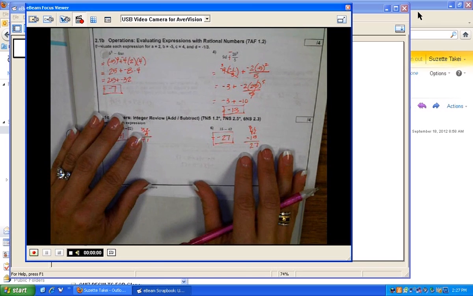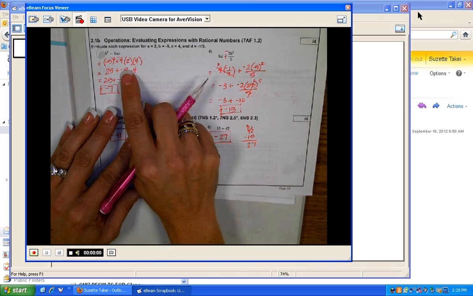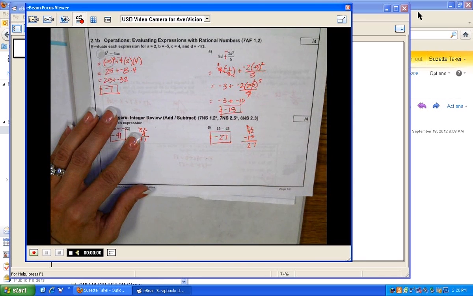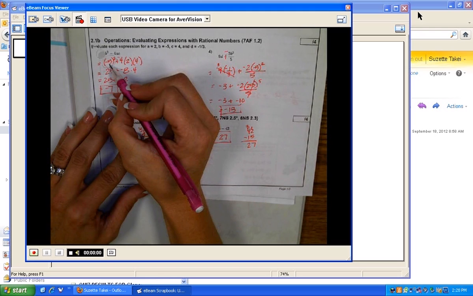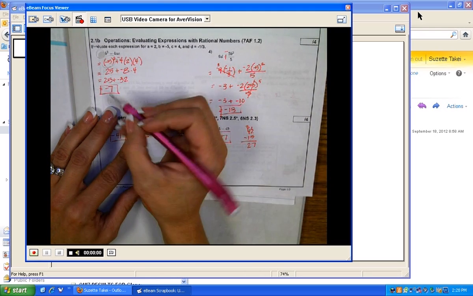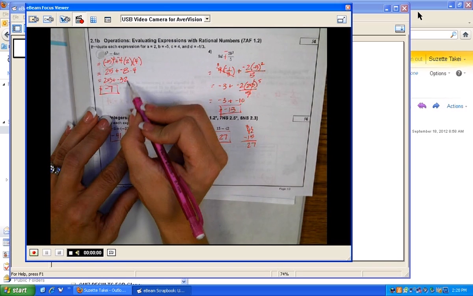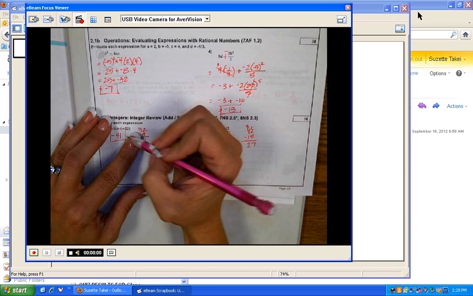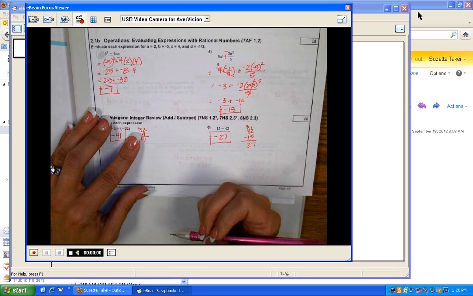For 2.1, the biggest problem that I saw was this. When you put your -5 into it, it has to be in parentheses because a -5 times a -5 is a positive 25. And then what I saw was people didn't combine these. You have to do your multiplication before you do your addition, and then you get a -7 as an answer.